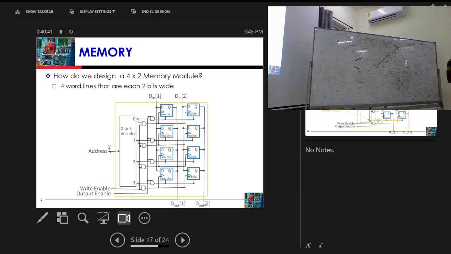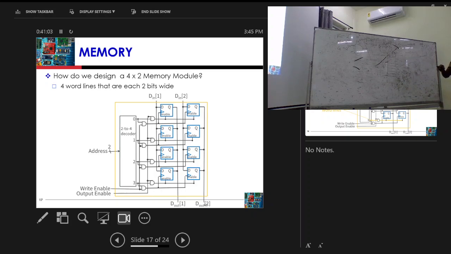Easy stuff. This is the internal architecture of the 4 by 2 memory model. Very easy. So again, don't be scared about this thing at all. Pay attention, and just look at it very well.